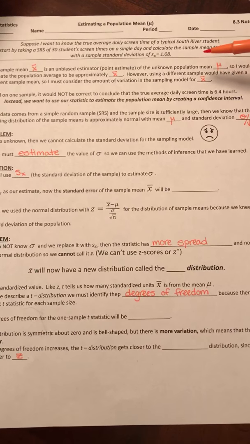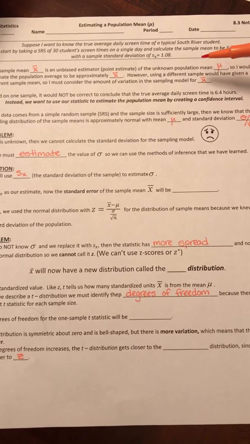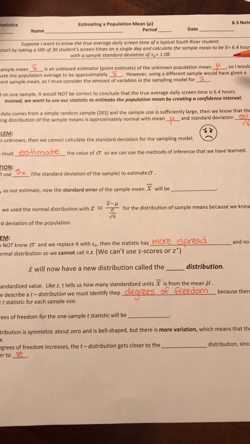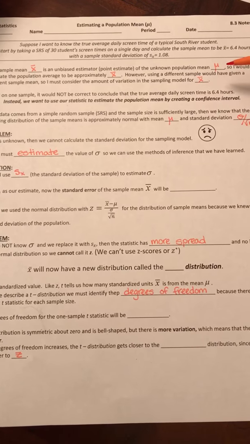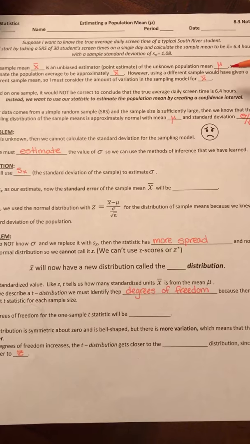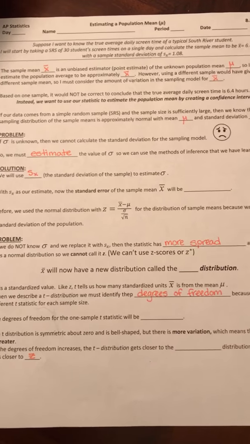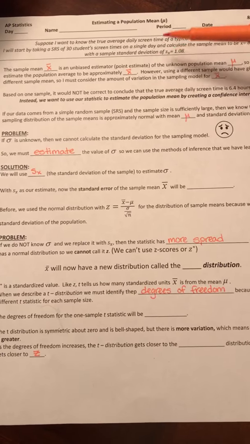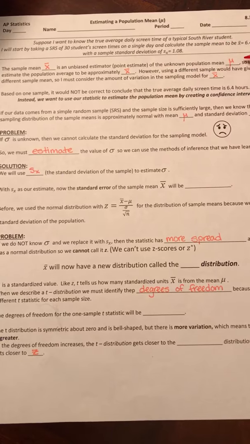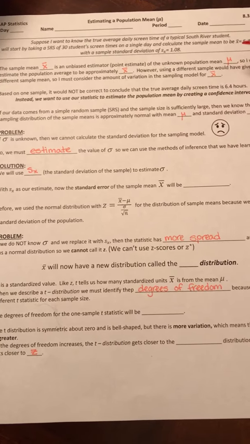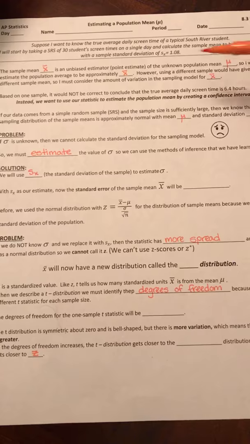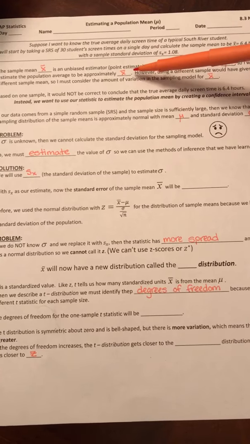We have a simple random sample of 30 student screen times from a single day, and their sample mean was 6.4 hours with a standard deviation of 1.08 hours. This sample mean, x bar, is our unbiased estimator of mu. Because it's unbiased, we would estimate that mu is pretty close to x bar.